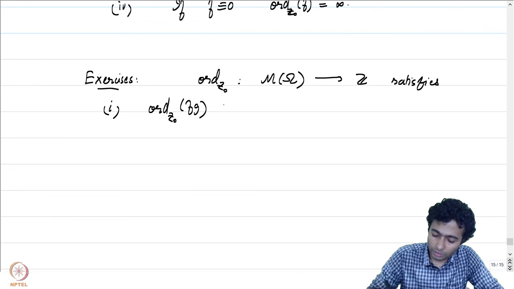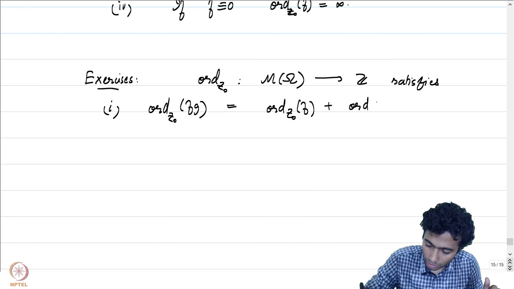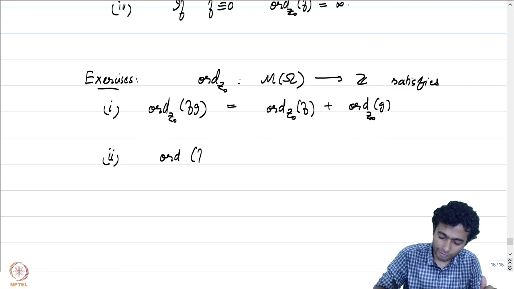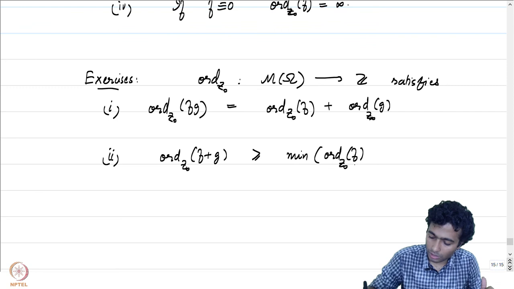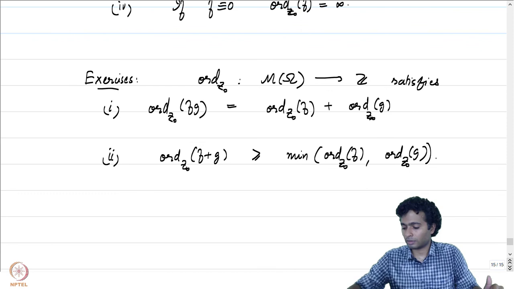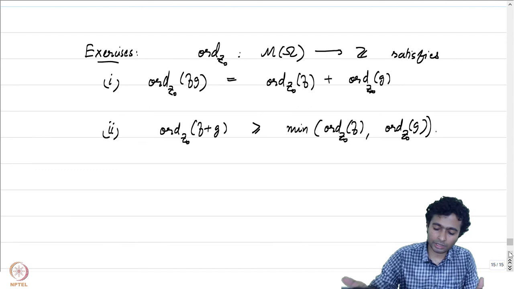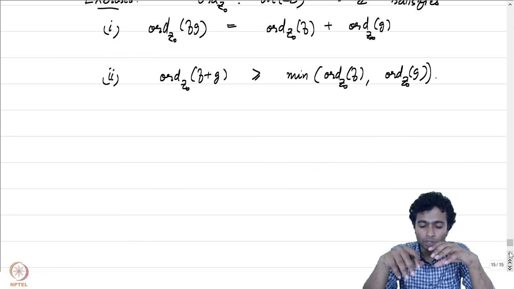And the property that is to be checked is that the order of fg at the point z0 is going to be the order of f at z0 plus the order of g at z0. And how about the order of f plus g at z0? That is going to be greater than or equal to the minimum of the order of f at z0 and the order of g at z0. If the order of f at z0 is not equal to the order of g at z0, then this will be an equality. If they are equal, then it could happen that the inequality is strict. Anyway, these are interesting exercises to sit down and check. The reason why all this was done is to capture the idea that the function order is what is called a valuation on the field of meromorphic functions.